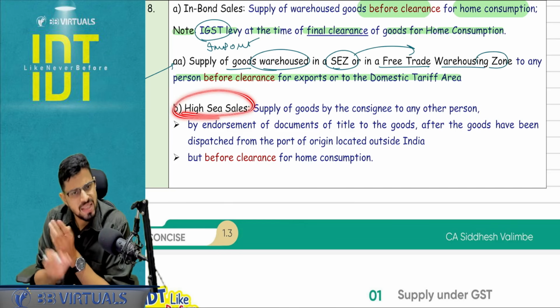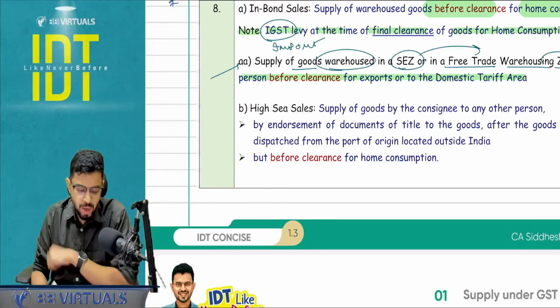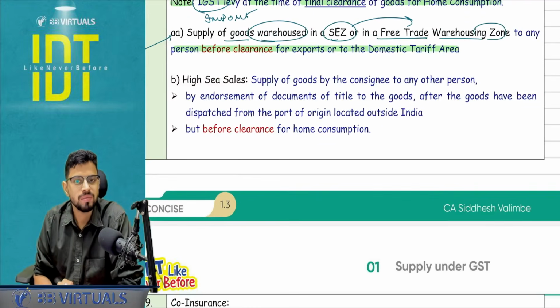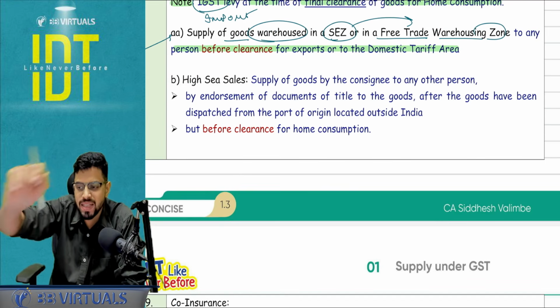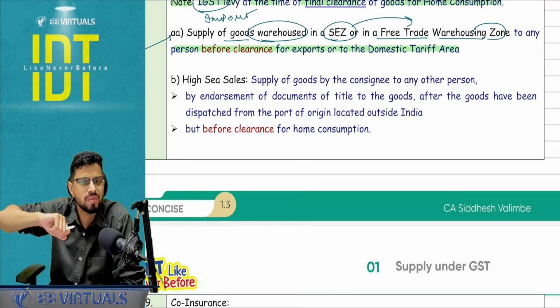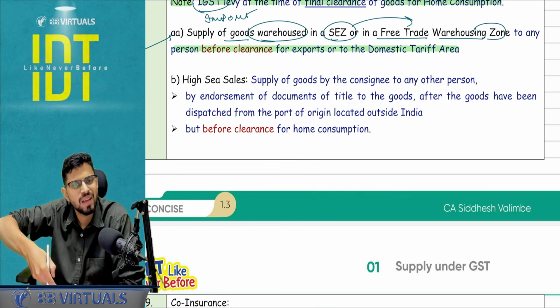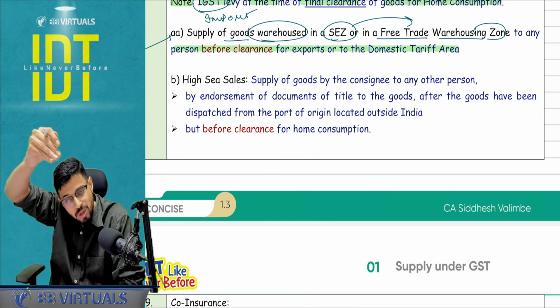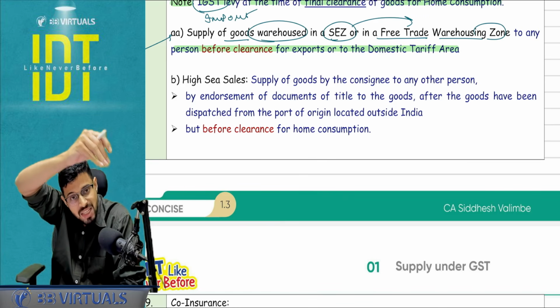IC sale, same concept. The goods have not reached India yet. IC means beyond the exclusive economic zone. The goods are in the sea and I sold the goods to, let's say, Eva. No GST, as the goods have not yet reached India. When Eva receives the goods, she will file the bill of entry for home consumption, and IGST will be paid.